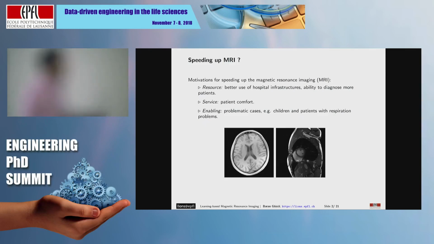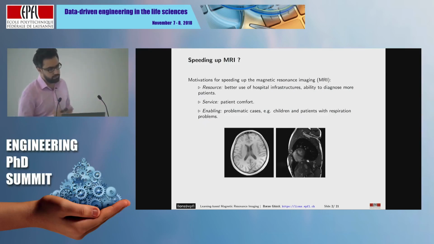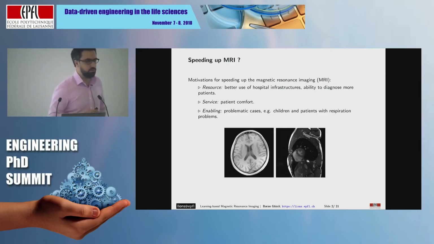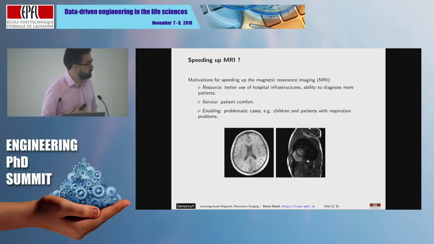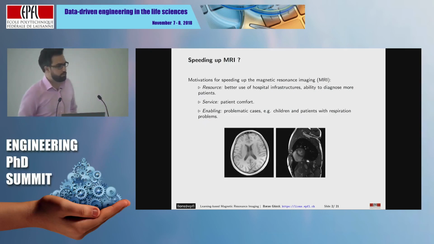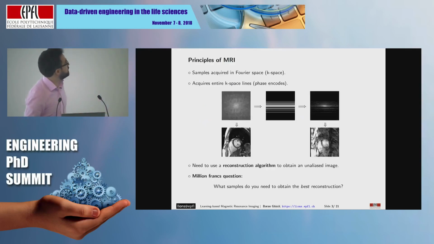And for certain cases, it's not easy. For example, children need to be sedated. They are given drugs. They sleep during the scan. Or patients with respiration problems have to hold their breath so that the image doesn't move, which is not easy for them. So if you can make these scans faster, then it is good for many reasons.